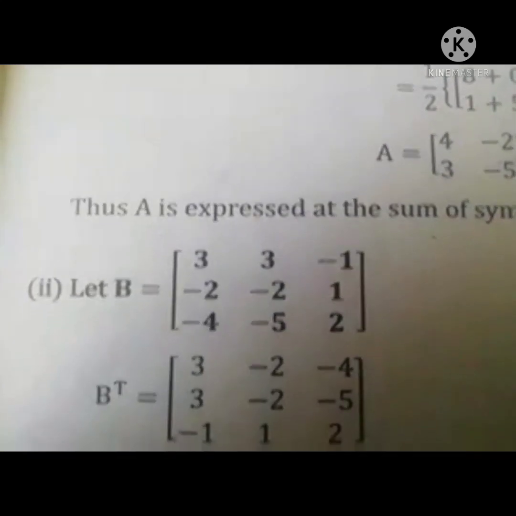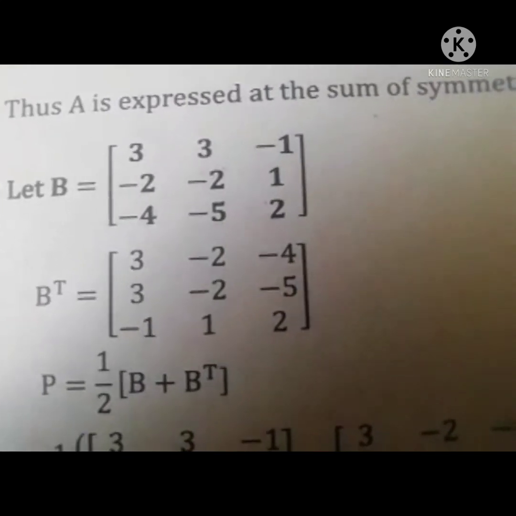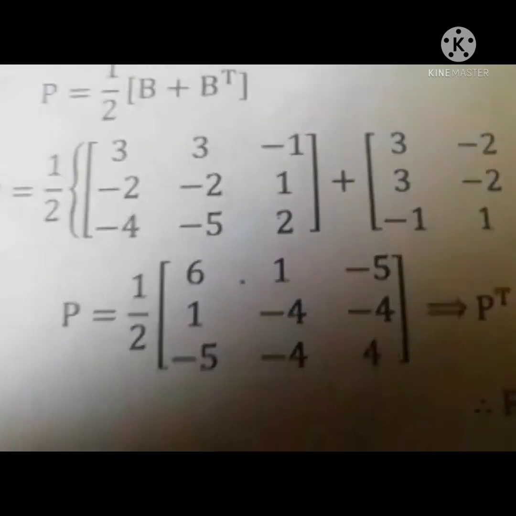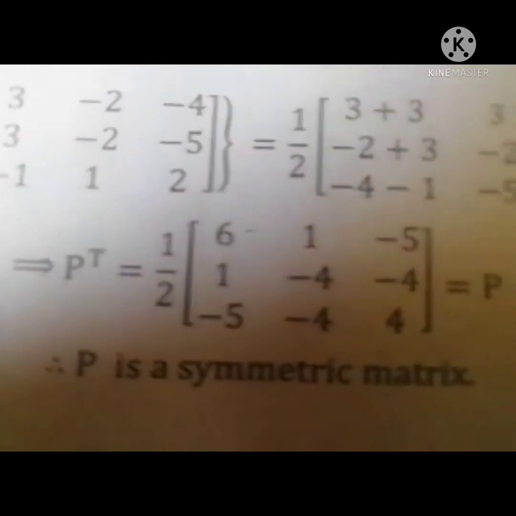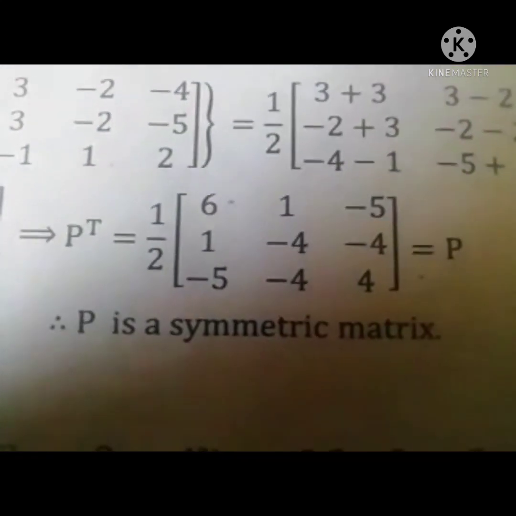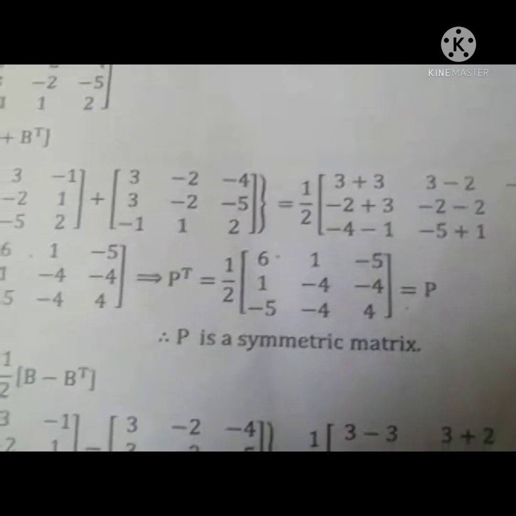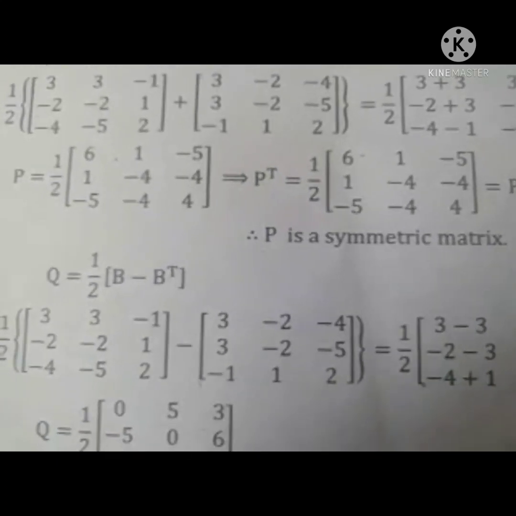Okay, and next one, B. Find out the B transpose. Find P equal to 1 by 2 (B plus B transpose). Finally we get the answer P equal to 1 by 2 of this and this. Then P transpose is equal to P. Therefore P is a symmetric matrix. Q equal to 1 by 2 (B minus B transpose). We get the answer Q.